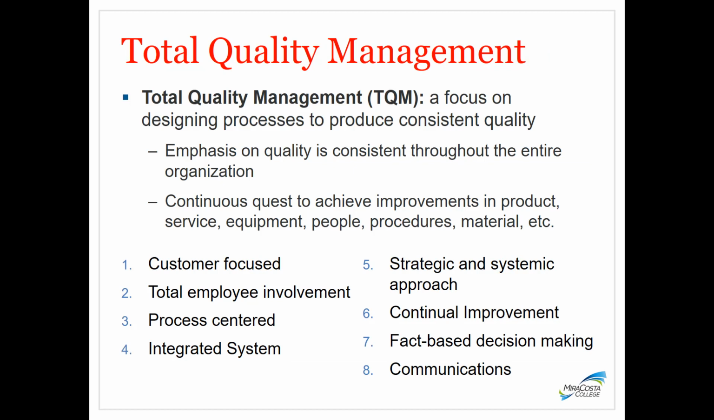While there are many different quality approaches, I'm going to highlight some of the common ones. So total quality management, or TQM, is focused on designing processes to produce consistent quality. Now, all members of an organization participate in improving processes, products, and services, and the culture in which they work. The emphasis is quality throughout the entire organization.